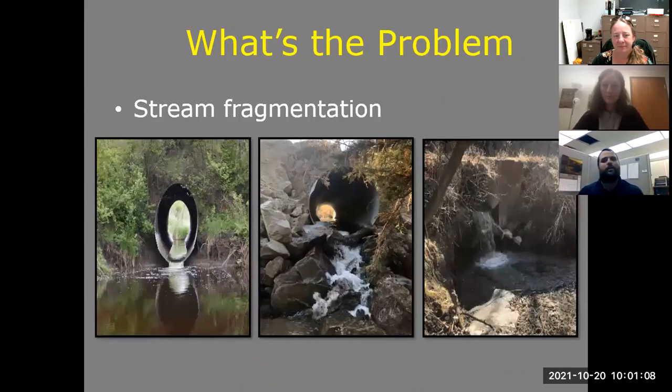So what's the problem that we're looking at? We are going to be looking at stream fragmentation as the problem. Pictured from left to right are 3 different culverts in the state of Nebraska with varying levels of drop from 1 foot to 2 foot to 4 foot drops respectively. And these can have an effect on fish movement up and downstream as they move through the system.